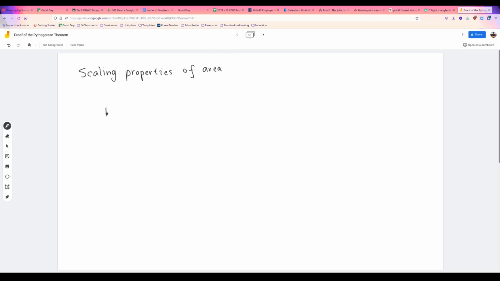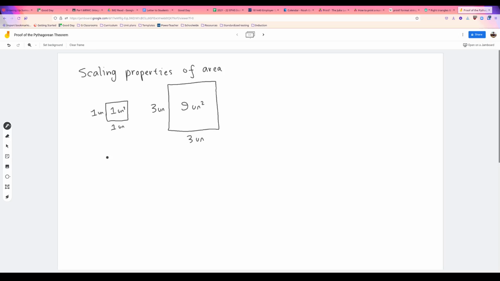Alright, so you may remember, right? Let's say we've got a 1 by 1 square. 1 unit, and the area of that is 1 unit squared. And let's say that we scale that up by a factor of 3. So this is a similar square. It's now 3 units by 3 units. And what's the area? Well, it's 3 times 3 units squared, so it's 9 units squared.